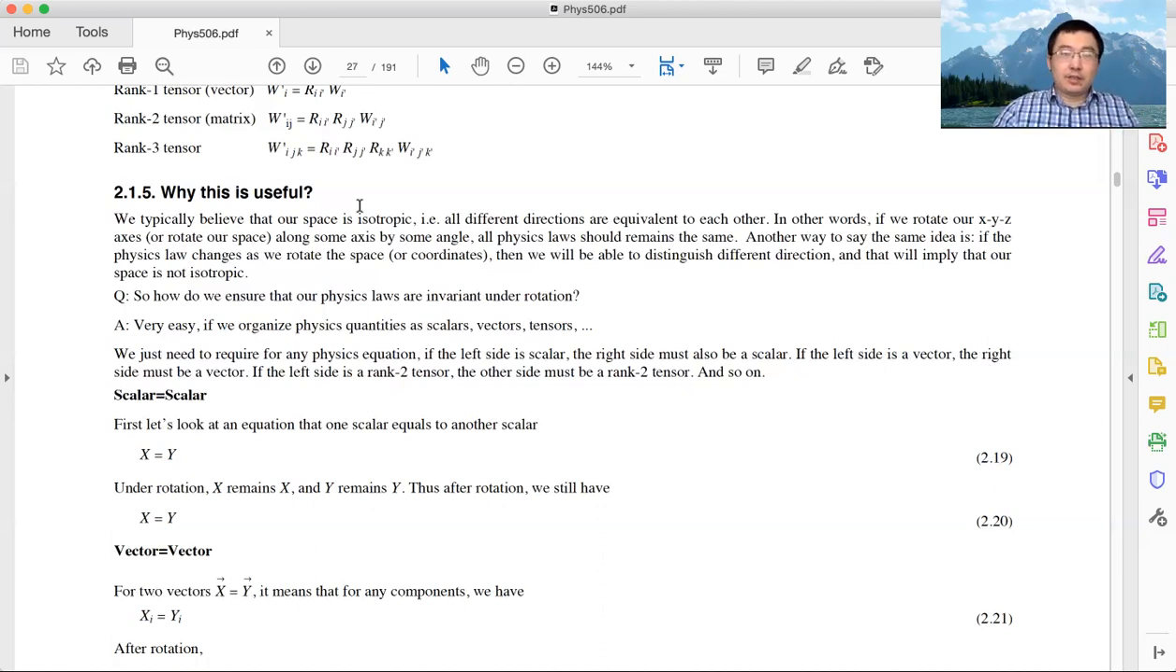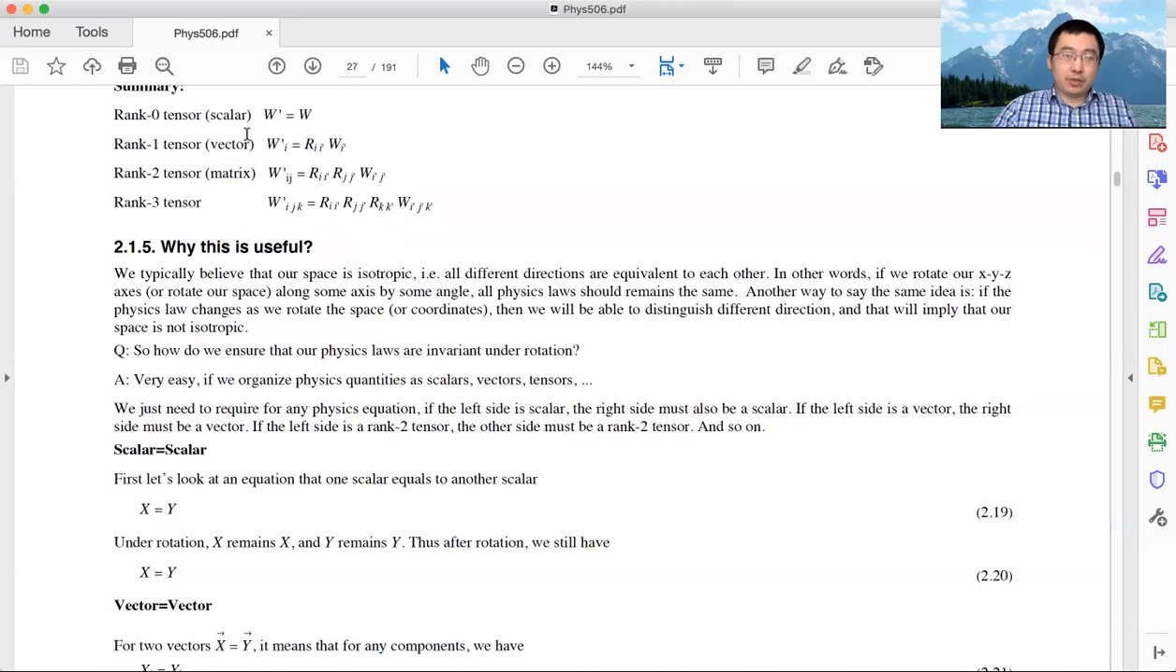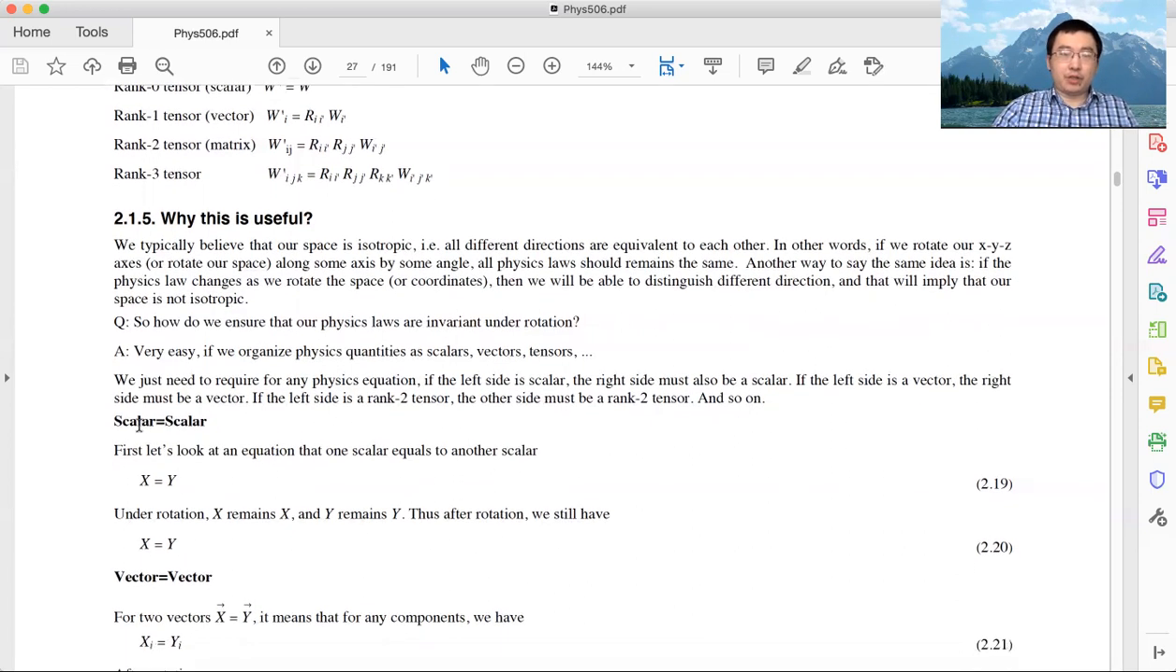Okay, and in order to guarantee that our physics laws remain the same structure under spatial rotation, how do we do that? Well, we do that using exactly this classification of physics quantities. In order to make sure our physics laws take the same form, no matter how we rotate the axis, we only need to do one thing. That one thing is to make sure that our physics law can be written in the structure of scalar equals scalar, or vector equals vector, or tensor equals tensor.